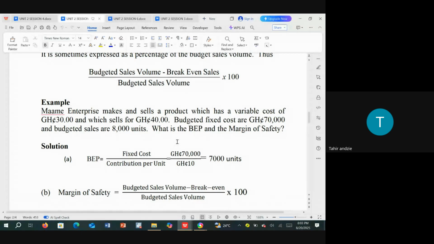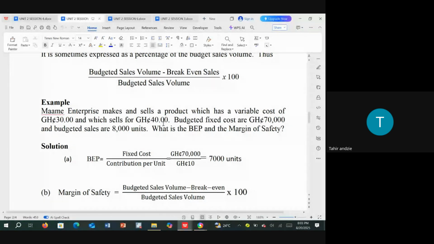So in this question, what is the break-even point? Fixed cost is 70 Ghana cedis, and the break-even point is fixed cost over contribution per unit. How do we get the contribution per unit? Contribution per unit is selling price less variable cost per unit. In this case, the selling price is 40 Ghana cedis and the variable cost is 30 Ghana cedis, so the contribution per unit is 10 Ghana cedis.